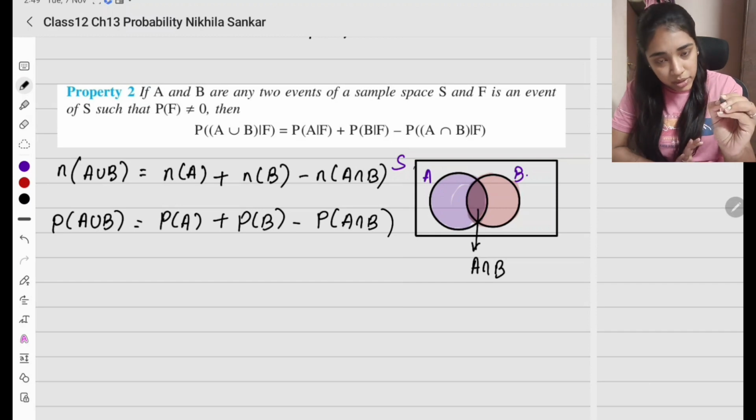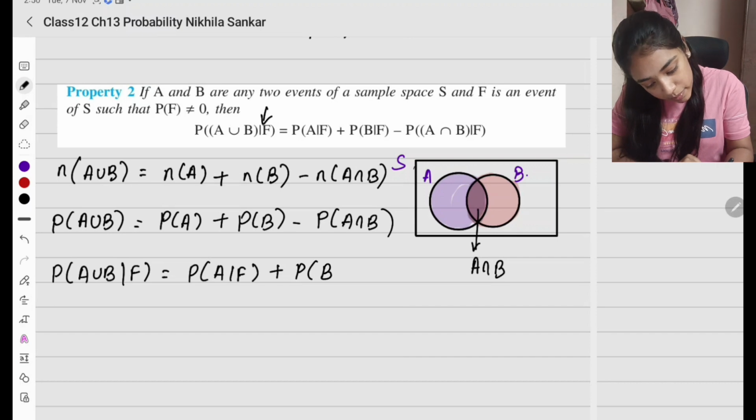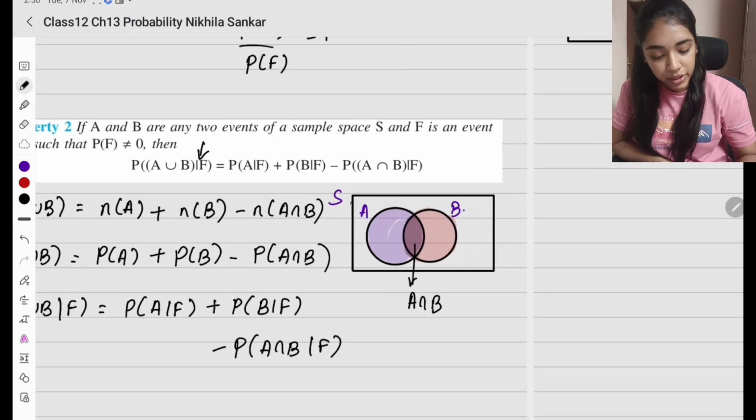So இது general probability. இப்போ நமக்கு given conditional probability பார்க்கணும்ல? So same thing. So probability of A union B given F equals probability of A given F plus probability of B given F. And the given F மட்டும் add பண்ண வேண்டியதுதான். Minus probability of A intersection B given F. Okay? Simple. இது second property.